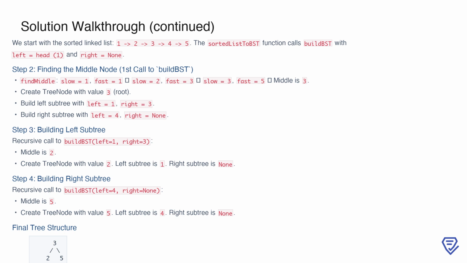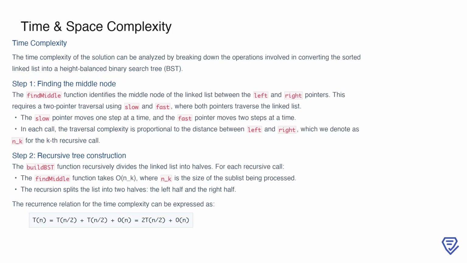The final BST structure for this example is as follows. The root node 3 has a left child 2 with its own left child 1, and a right child 5 with its own left child 4. To analyze the time complexity of our solution, we need to break it down into the key operations involved in converting the sorted linked list into a height-balanced binary search tree.